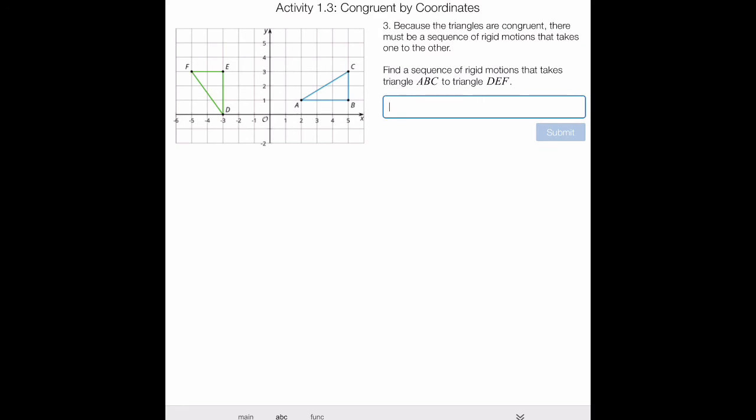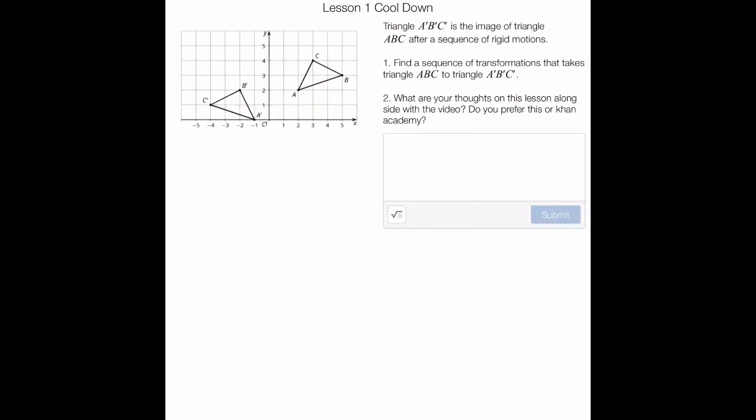And you can pause me throughout each number. I'm just kind of going through these because I'm assuming that you can pause me, rewind me. That's the only cool thing about this. You can go at your own pace. Finally, when you're done with that, you're going to go to the cool down.